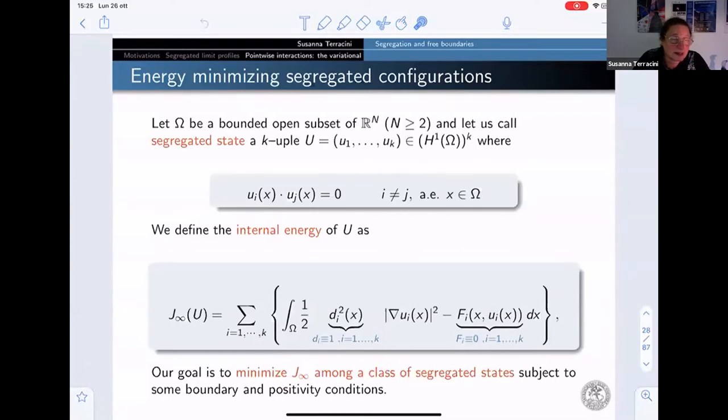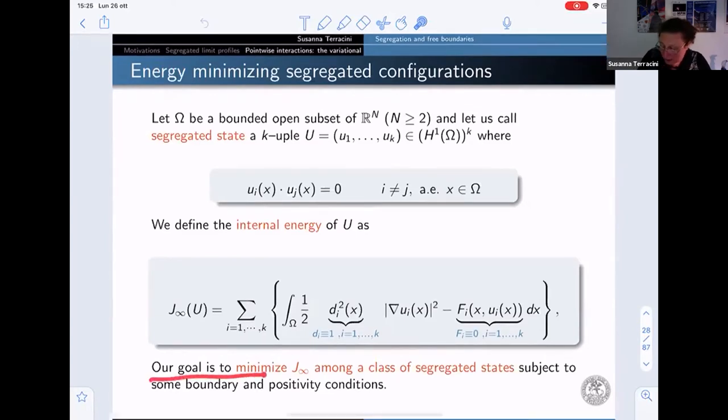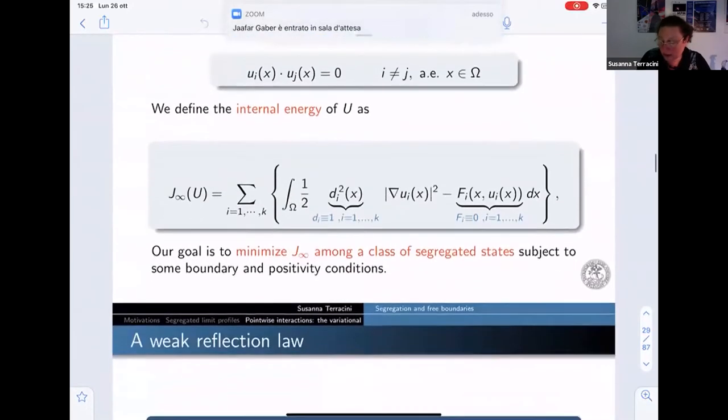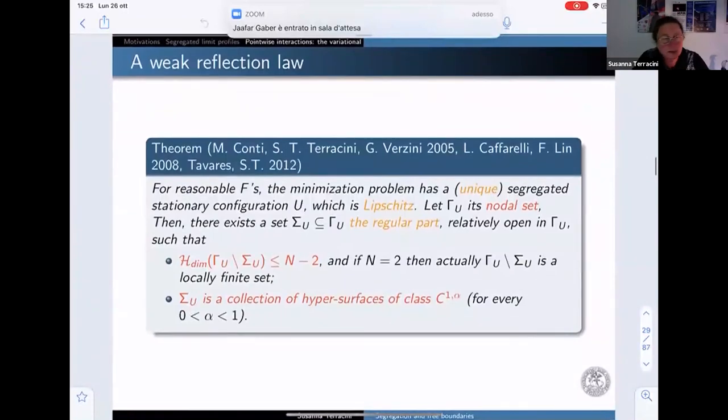Okay, this can be seen, if you like, as a harmonic mapping, a problem of harmonic maps with non-regular targets, because the vector is constrained to take values on some bunch of lines in the Euclidean space. And then we minimize this functional among all classes of segregated states, subject to some boundary and possibly some positivity condition. This may or may not play a role, as we will see. And then, if we can summarize the main results about this minimizer in a single statement.